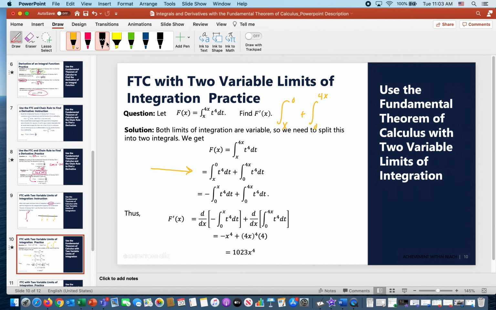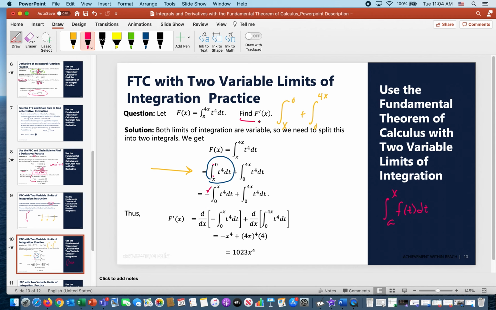Well, I need to rewrite this first integral so that it looks more like the fundamental theorem of calculus, where we say the integral from a to x of f of t dt. In this case, my x and my a are backwards. There's another property that says you can swap these boundaries if you put a negative sign out front. Now I have negative the integral from 0 to x of t to the fourth dt plus the integral from 0 to 4x of t to the fourth dt, and I'm ready to find out what that looks like.